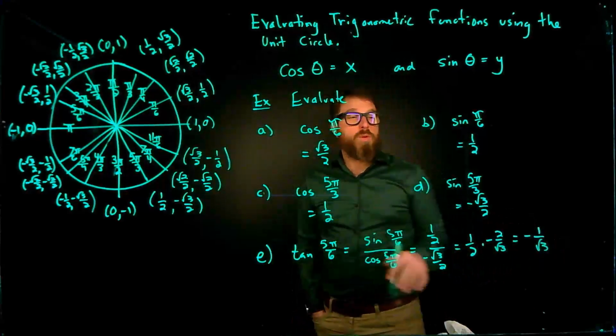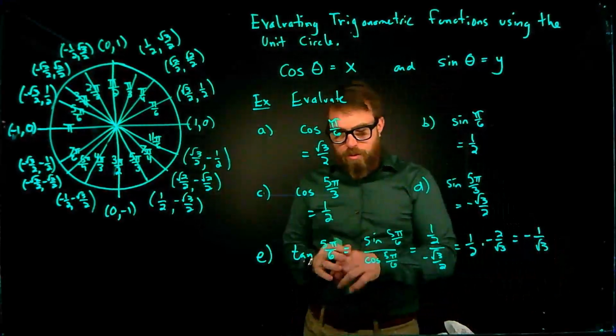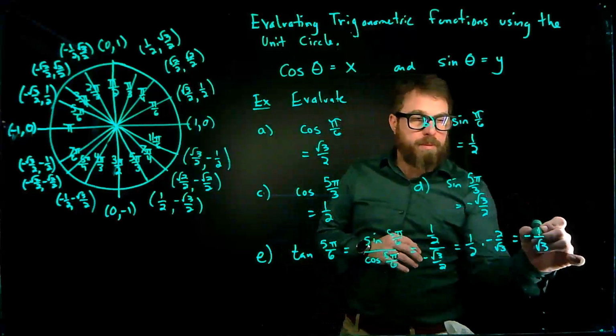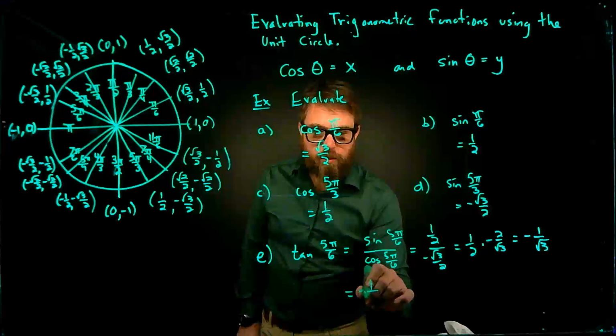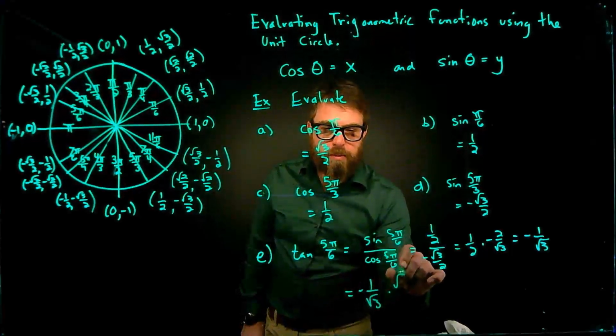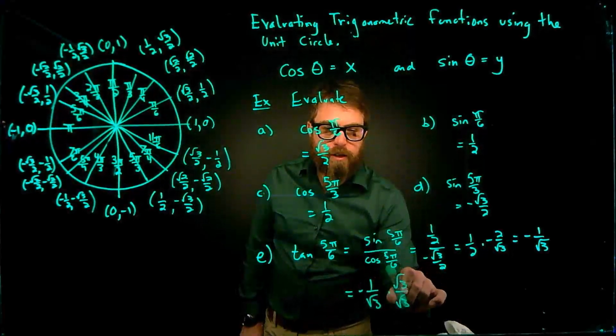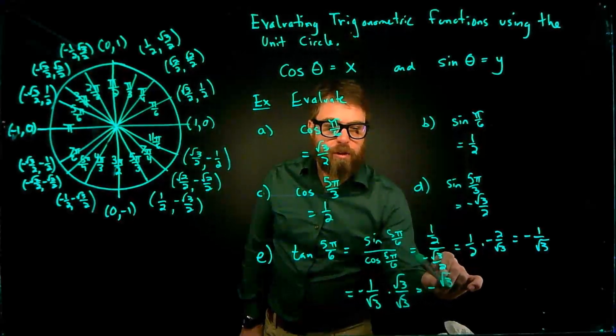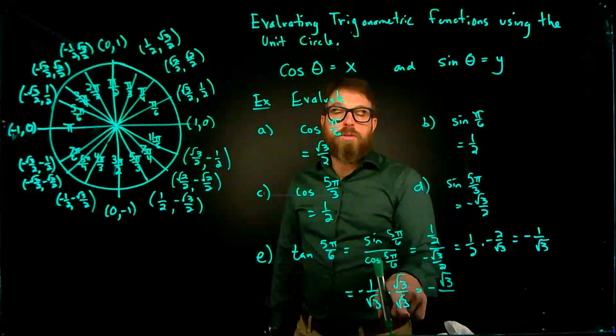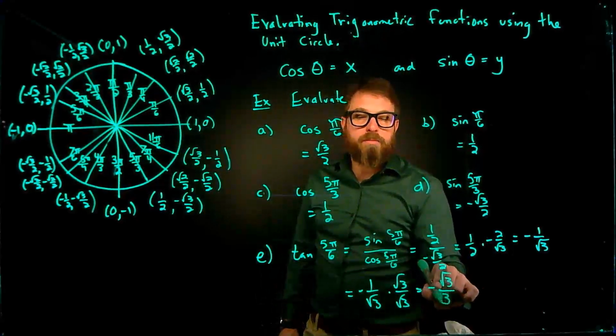Now, some teachers want you to rationalize this, and the way we can do that is we just multiply top and bottom of this by that root 3. So this is equal to negative 1 over root 3 multiplied by this special case of 1. 1 times root 3 is going to be root 3, so this is negative root 3 in the numerator. And root 3 times root 3 is root 9, which is equal to 3.